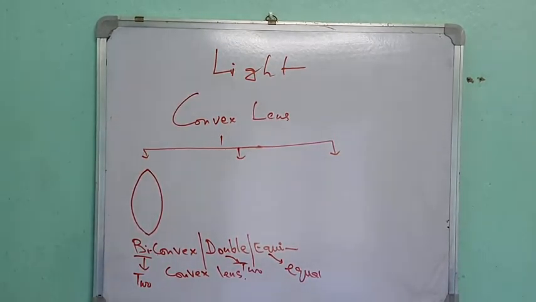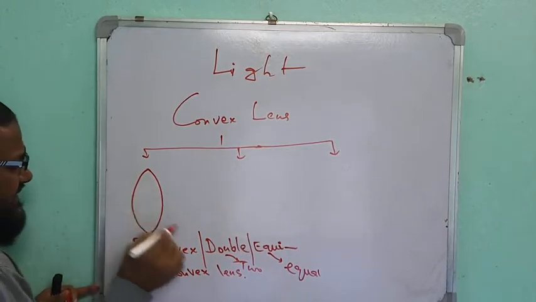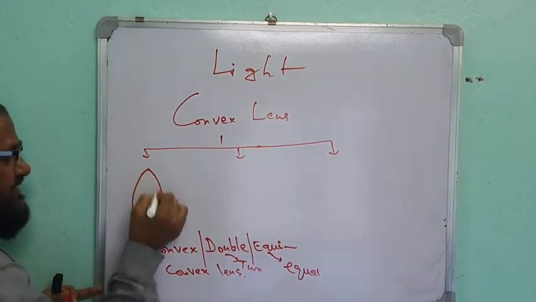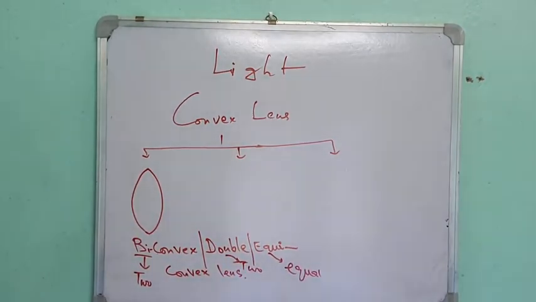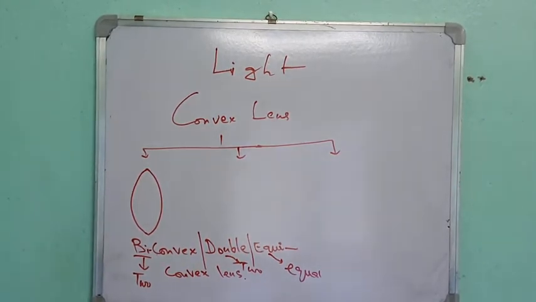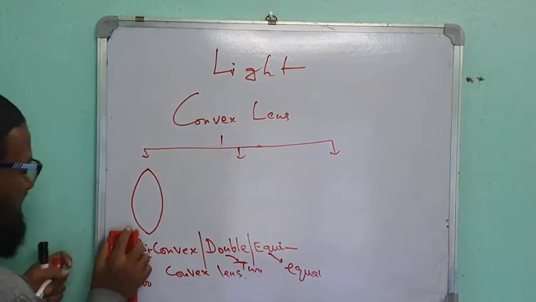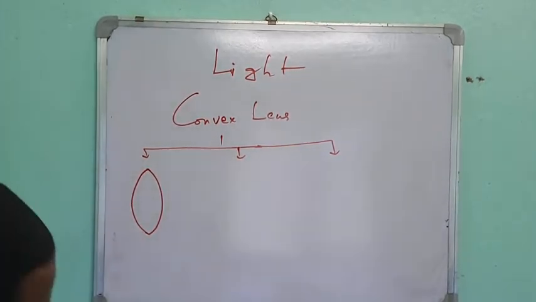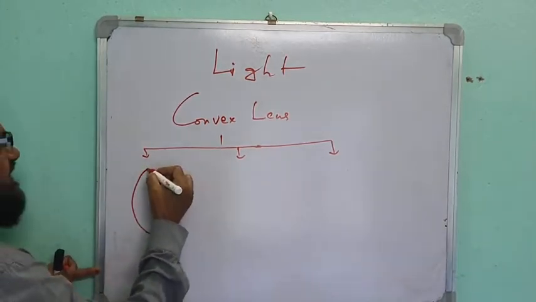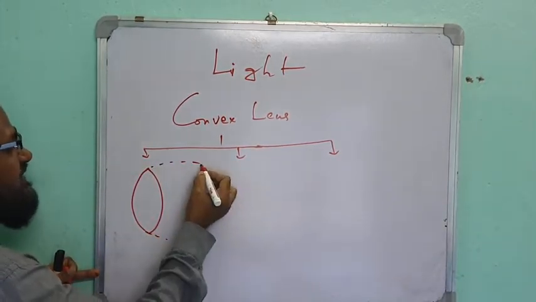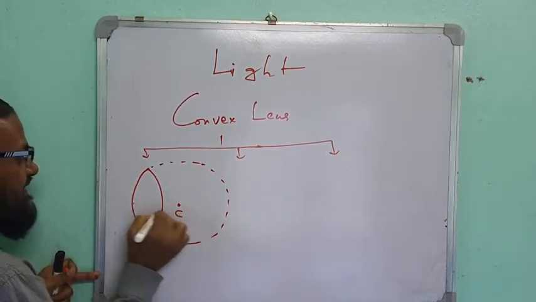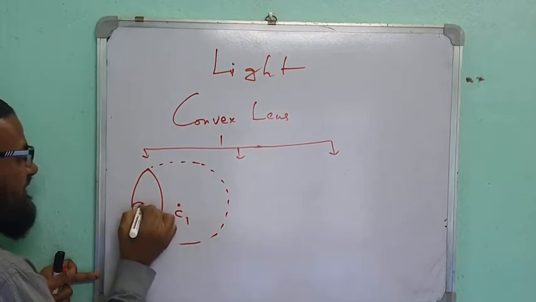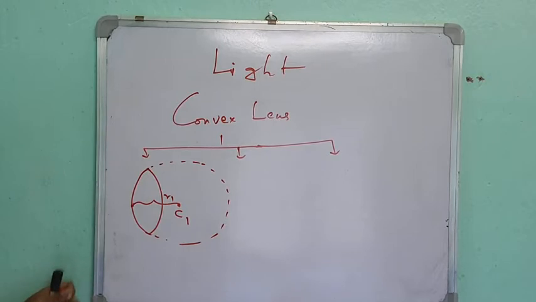Let us see here. In this case, this surface is convex and this is convex. Biconvex or double convex is okay. But what is the meaning of equi-convex here? This is very, very important. If we complete the sphere, this curve has a center. This is the center of curvature C1, and this is R1.